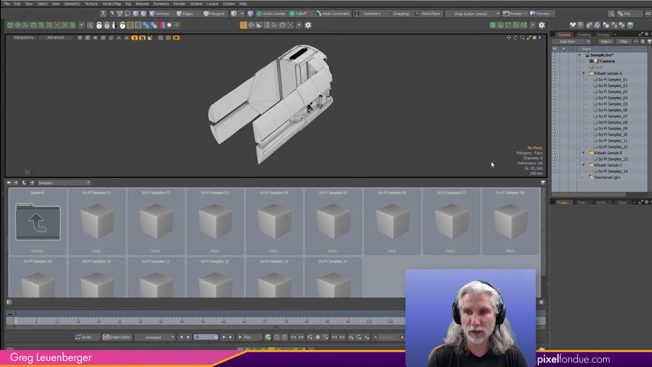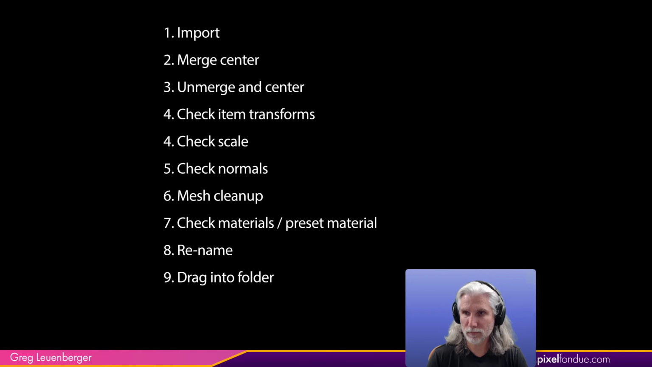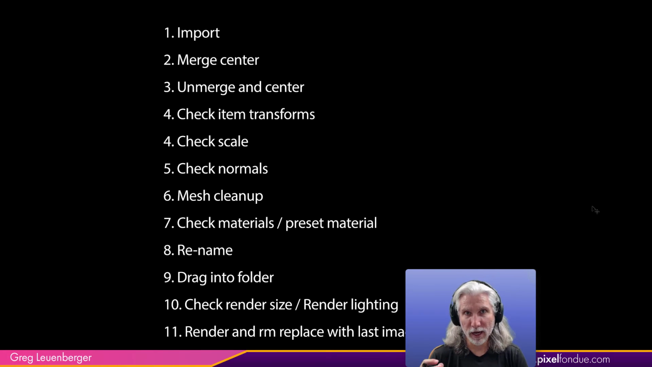So a couple different things. Let's check our render size. The maximum thumbnail size I believe Modo supports is 512 by 512, so we'll set our render size to that. Let's check our lighting, and then we're going to render and replace with last image with a right mouse click.